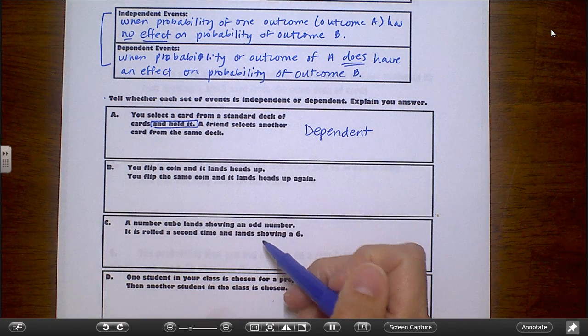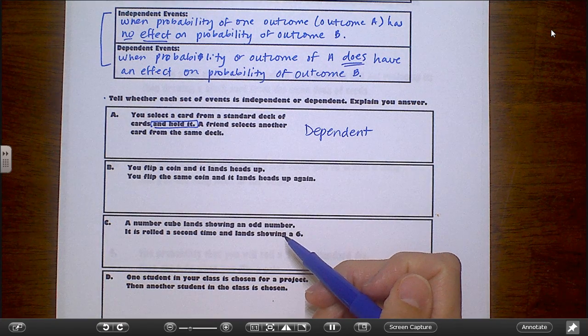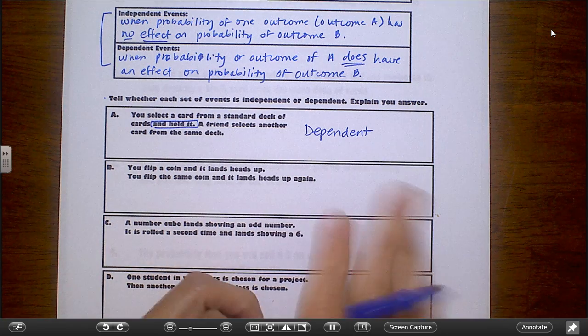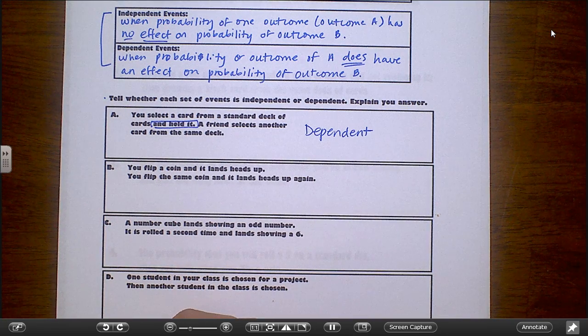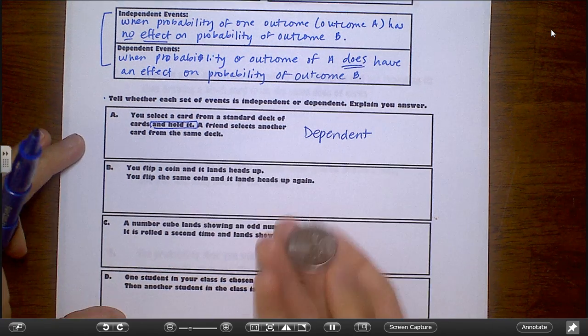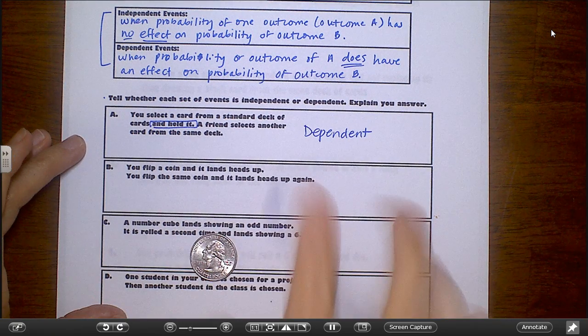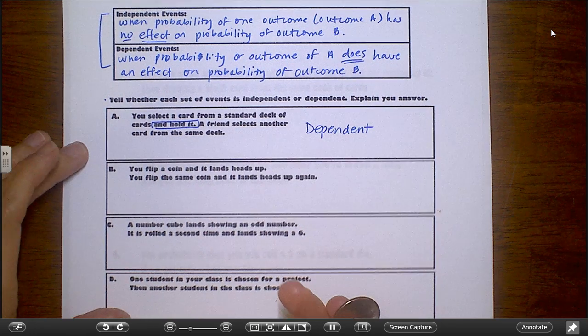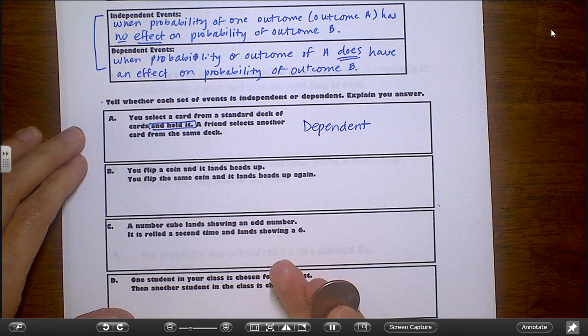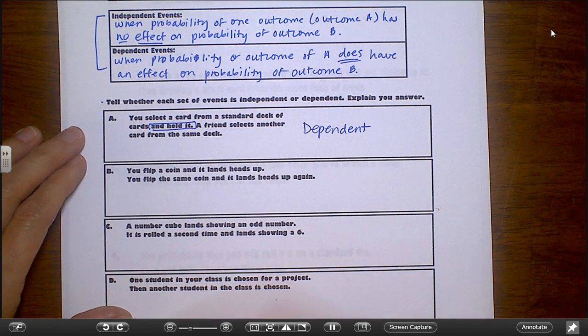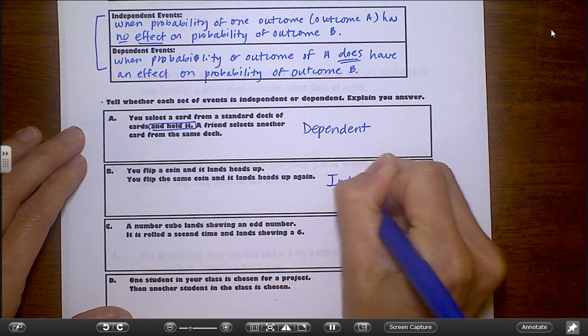All right, I flip a coin and it lands heads up. Ooh, where's my quarter? I thought it was here. Oh, I think it's in my pocket. And then I flip the same coin and it lands heads up again. Okay, so if I flip this, we're going to pick heads up. Yay. Right? And then I'm going to flip it again. Well, because I landed heads last time, does that have anything to do with whether I'm going to land on heads this time? Absolutely not. So these are independent events.